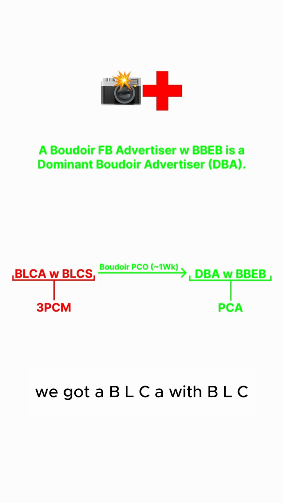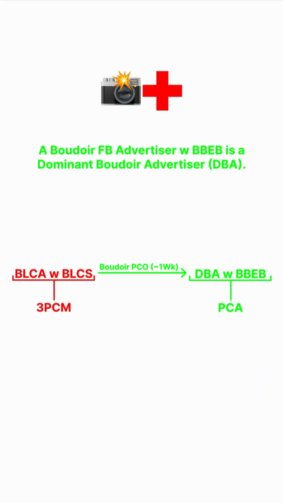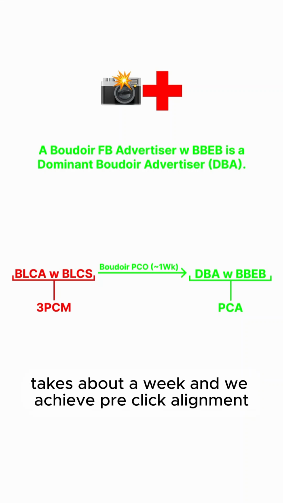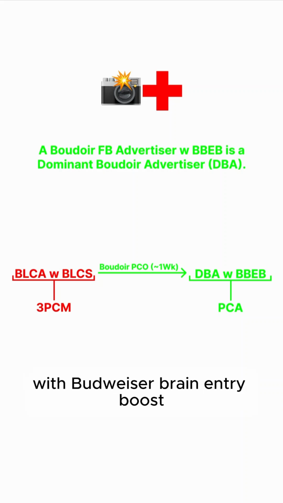So we've got our full universe here. We've got a BLCA with BLCS, caused by the 3 pre-click mistakes. That's fine, easy enough. Treated with Boudoir Pico, takes about a week. And we achieve pre-click alignment. We become a dominant Boudoir advertiser with Boudoir brain entry boost.